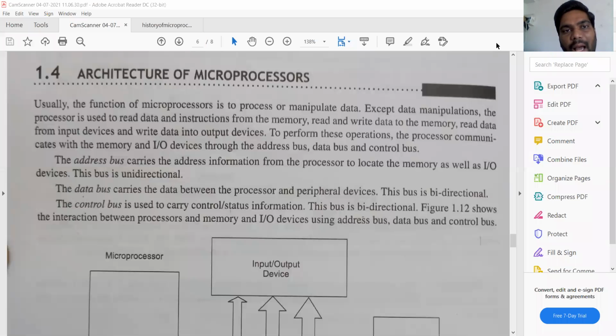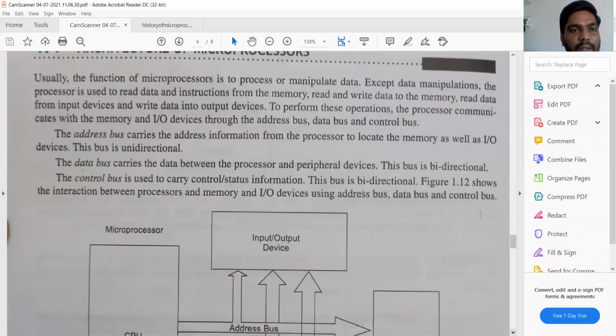This is the third class, and in this class we'll be discussing the architectures of microprocessors. In the previous class we just started the introduction to microprocessors: what a microprocessor is, what the different parts of a microprocessor are, the definition of a microprocessor, and how a microprocessor operates. We also discussed the architecture briefly. So we'll start from the architecture today, where we stopped in the last class.